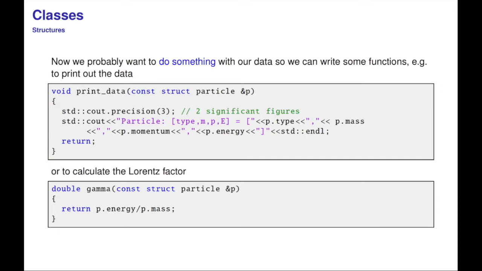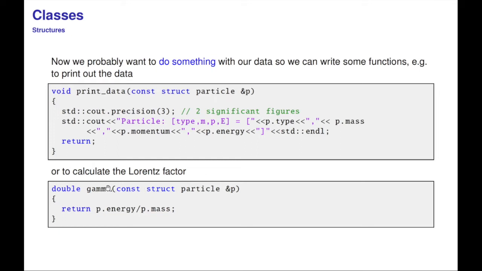But the real thing is you probably want to do something with the data. I mean, just having data without being able to act on it is not what coding is all about. So let's pick the simplest idea. We want to print the data. So we could take a void print_data function, which takes a const particle reference, and you can see what happens over there. So it takes a particle as an input and then does stuff to it. For example, it outputs all the information we have about it.